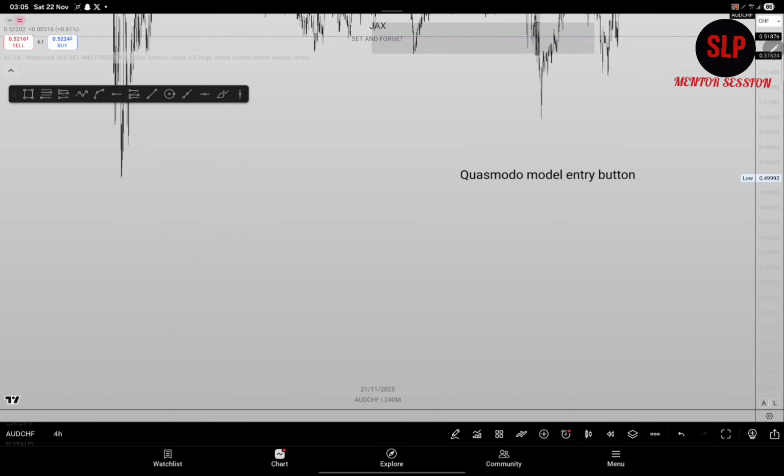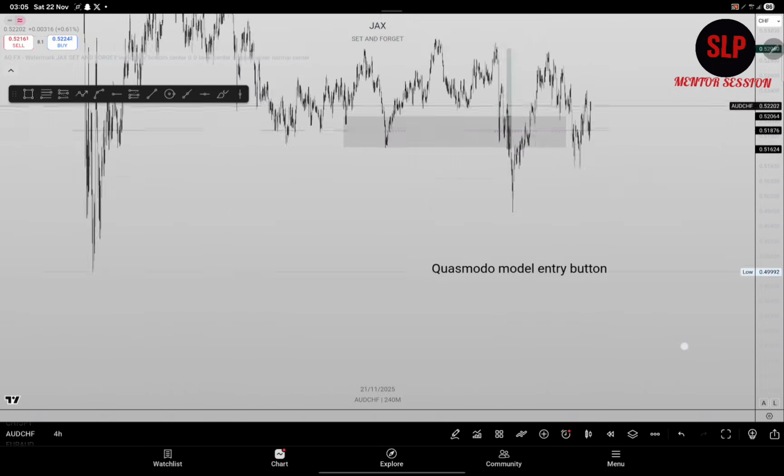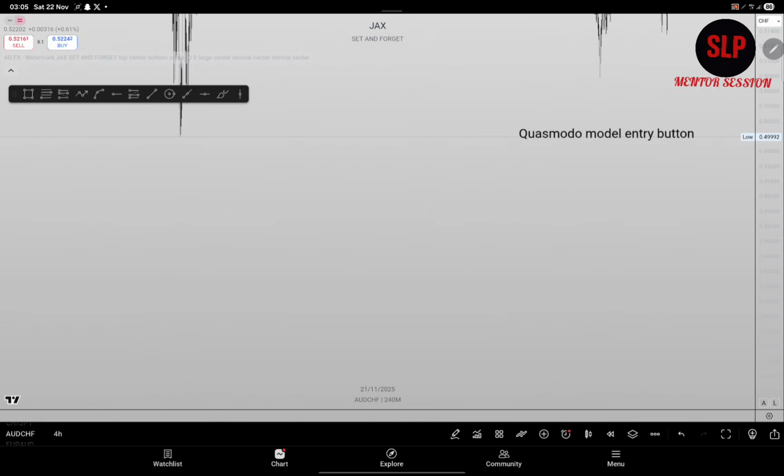Today's video topic is going to be the Quasimodo entry pattern, or sorry, QMR, and liquidity concept. So first of all, let me start with what's QMR. QMR means Quasimodo entry pattern. QMR is one of the many advanced SMC entry patterns.